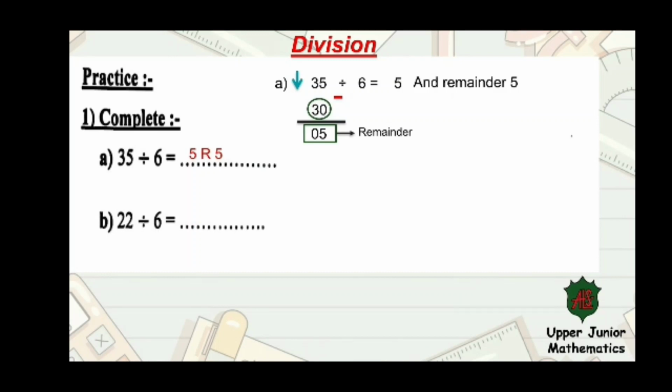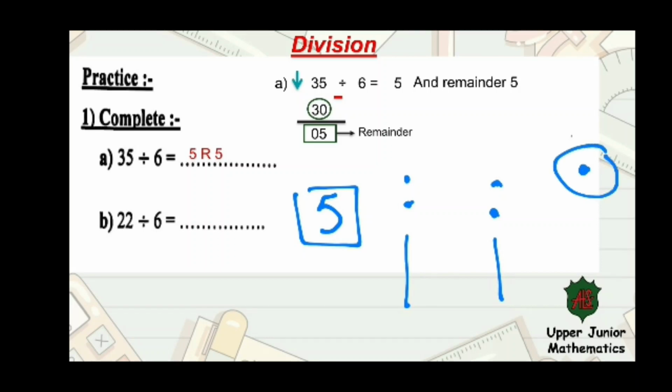Now what's the idea of the remainder? Let's, for example, imagine that I have 5 sweets and I want to distribute them among 2 students. Let's see, 1, 2, 3, 4, and I will have 1 sweet left that I couldn't distribute among the students, so this sweet will remain with me. That's why we call it remainder.